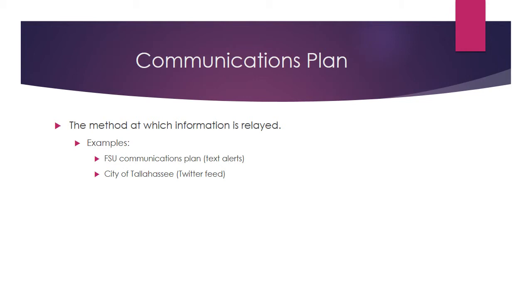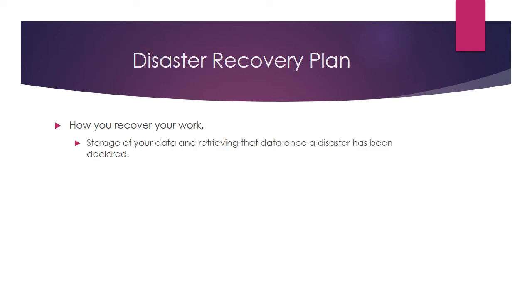I believe that's great. The City of Tallahassee has a Twitter feed that they use for when we have really bad storms and there's power outages and stuff. Some people can still get on their cell phones and get on Twitter, and they can see where there's downed trees, where there's flooded roads and stuff. So those are examples of communication plans.